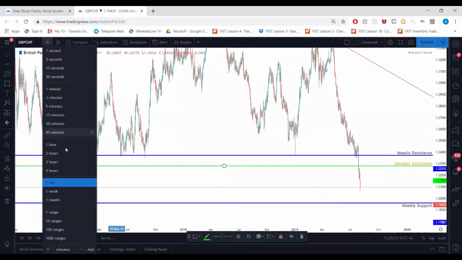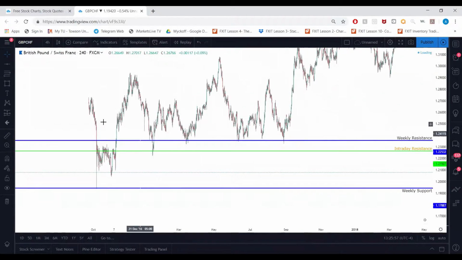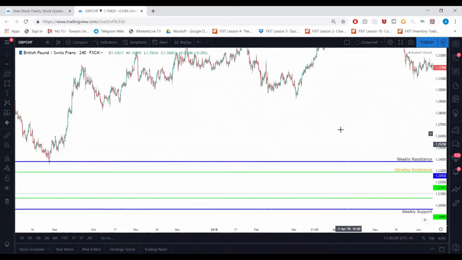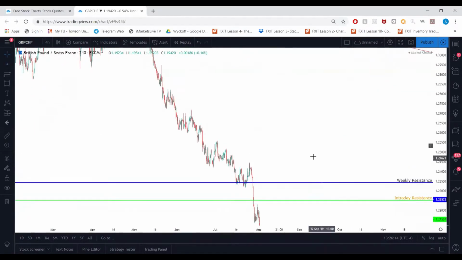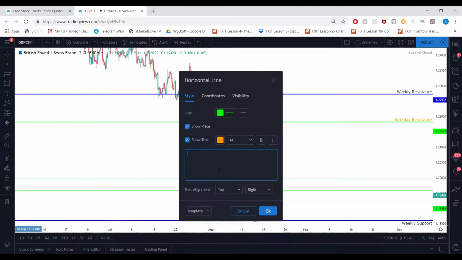So let's see. It's a little bit harder to put it when the price in the past is far away from the current level. And let's use this as a support. And now we go back to the present time. And yeah, it did respect it. So mark this, and put that on the bottom.